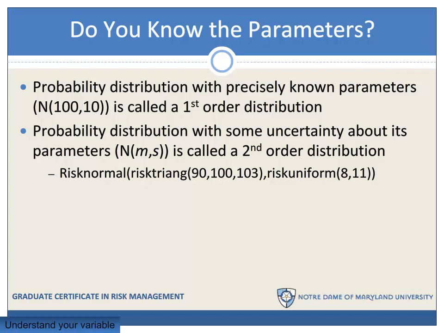The second argument is the standard deviation. And here we're saying that's a uniform distribution between 8 and 11. So a normal distribution with a mean of 100, standard deviation of 10 is first order. A normal distribution with triangular distributions and uniform distributions for the parameters is called a second order distribution.